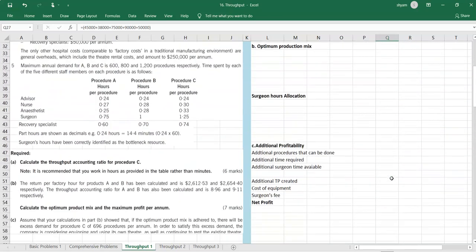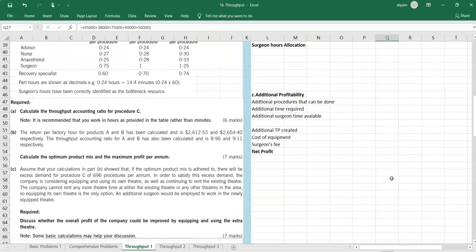Let's see what's the balance answer. The balance question is, he is asking for B, the return per factory hour for products A and B has been calculated and is 2612 and 2654 respectively. The throughput accounting ratio for A and B has also been calculated as 8.96 and 9.11. So for A and B, they have already calculated and given the answer, and we have calculated it for C.